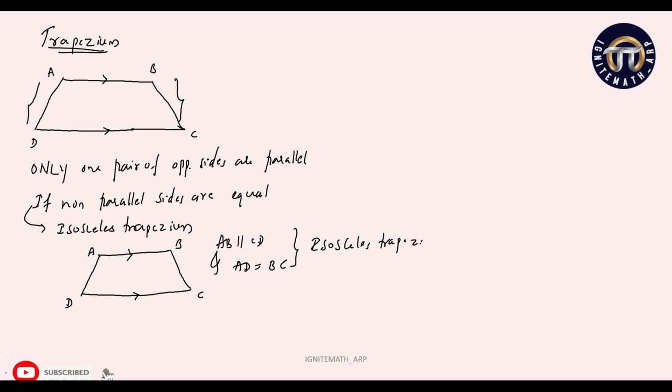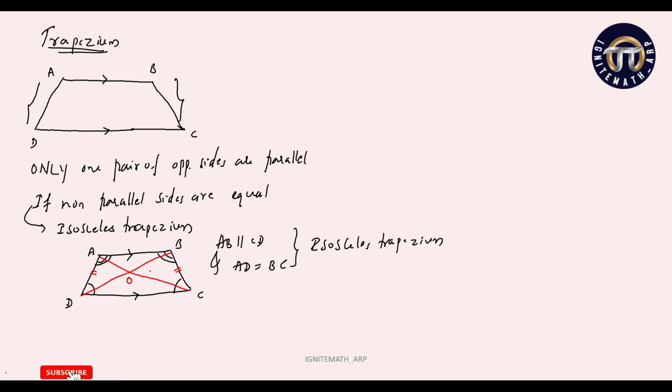Clear? So in the case of isosceles trapezium, these two are called lower base angles, which are equal to each other, and these two are called upper base angles, which are again equal to each other. As well as, in the case of isosceles trapezium, that means AD is equal to BC, the diagonals are equal to each other. Diagonals are equal only in the case of isosceles trapezium. Keep in mind, children. This is the property of trapezium.